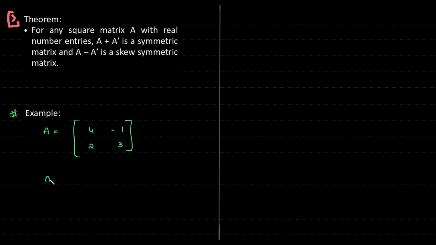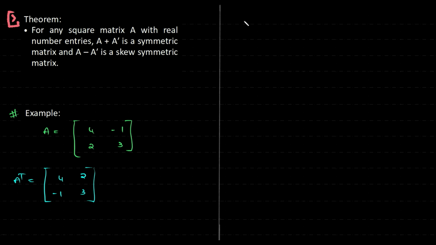And we take the transpose of this, which will look like 4, minus 1. The row became the column. Second row became the second column. As it is a square matrix, the dimension will remain the same.